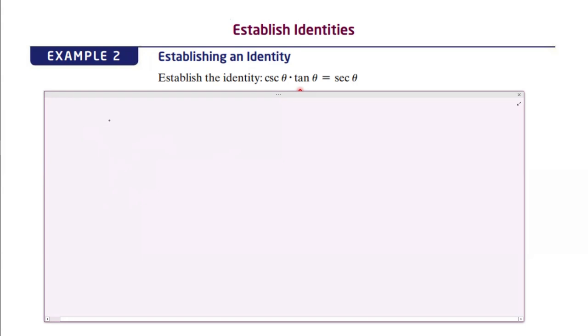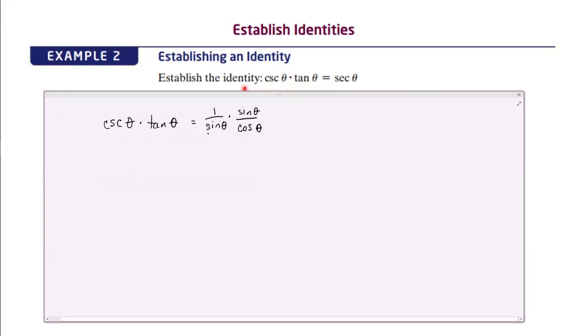Okay, so for this example, we're going to be using the reciprocal identities. And we're just going to take this original left-hand side and derive the right-hand side by applying identities. So we've got a cosecant of theta times a tangent of theta. And we can rewrite the cosecant of theta as 1 over the sine of theta. And we can rewrite the tangent, of course, as sine theta over cosine theta.